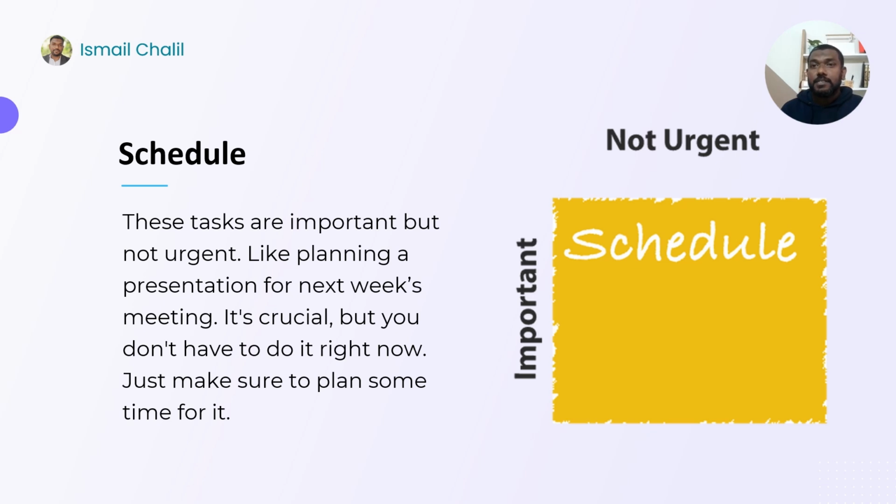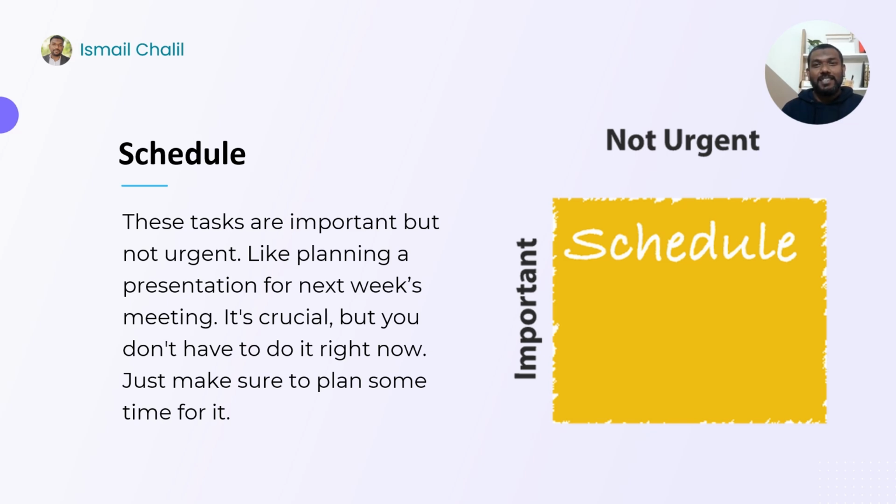Another example is on skill development. It is not required maybe right now, but eventually for you to grow in your career, you need to focus on that skill. So it is not urgent, but important. So you schedule, set aside some time so that you are able to focus on that skill that is required. So that is the scheduling. Okay, so that is the second quadrant.